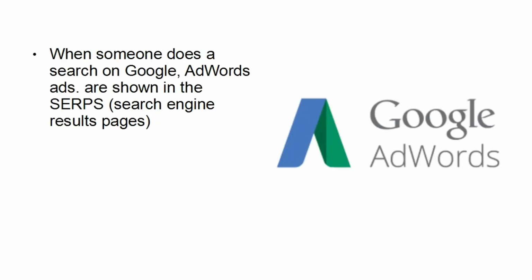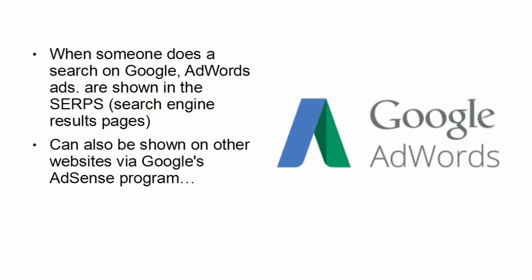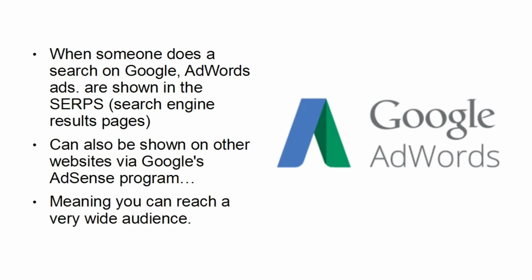Now, when someone does a search on Google, AdWords ads are shown in the SERPs, that's the search engine results pages, and they're generally shown down the right-hand column and sometimes across the top of the results. And you can see they usually say ads or sponsored results. You can also show an ad on somebody else's website via Google's AdSense program, meaning you can reach a very wide audience with Google AdWords.